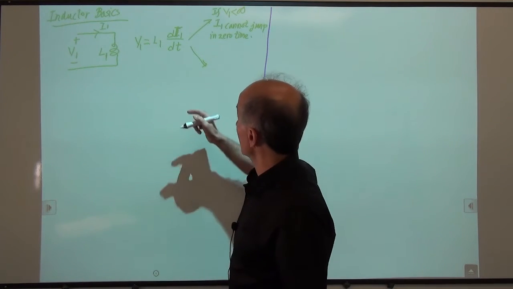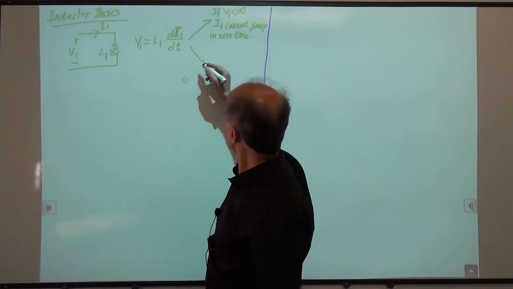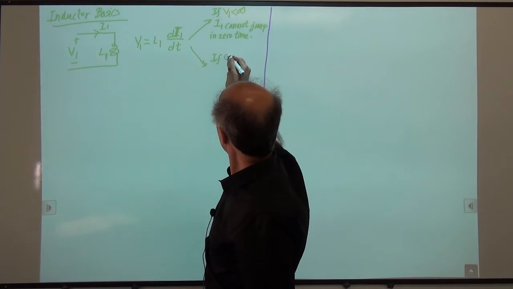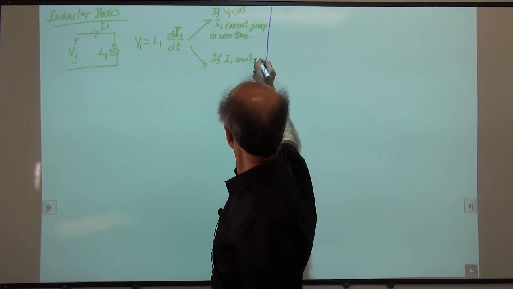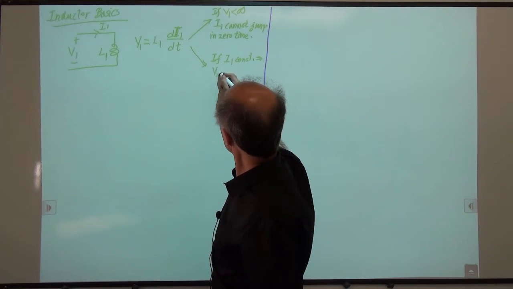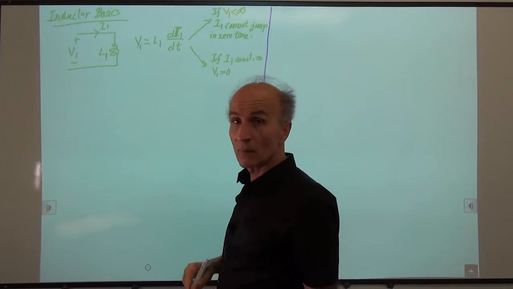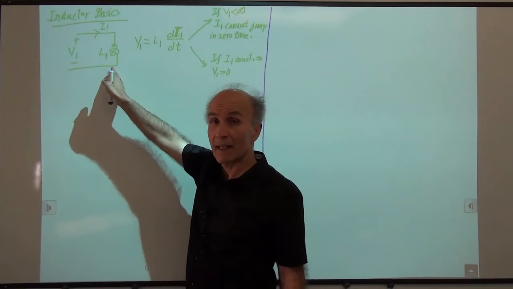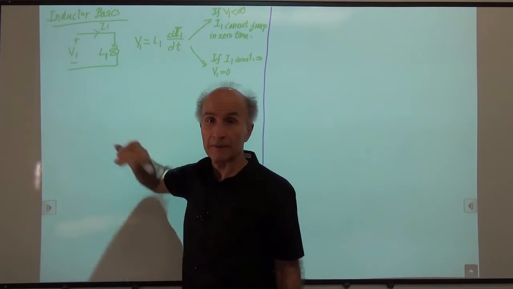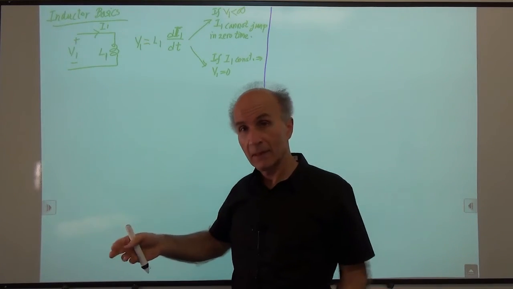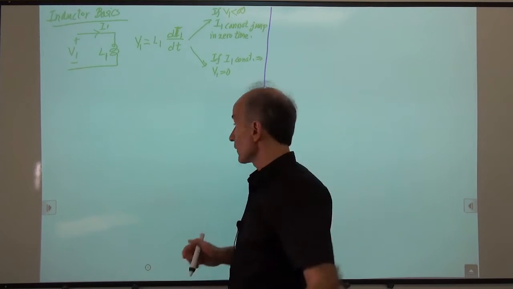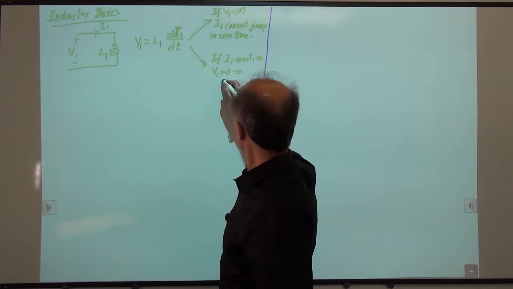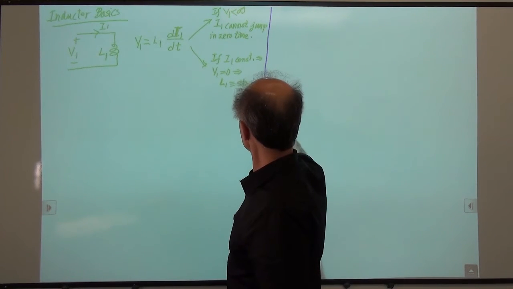Okay, the other extreme is if the current is constant. So if I1 is constant, then V1 is 0. So this inductor guarantees a 0 volt difference between here and here. And what is that type of device? That type of device is a short circuit, right? Just like this. So we say that L1 is equivalent to a short circuit.